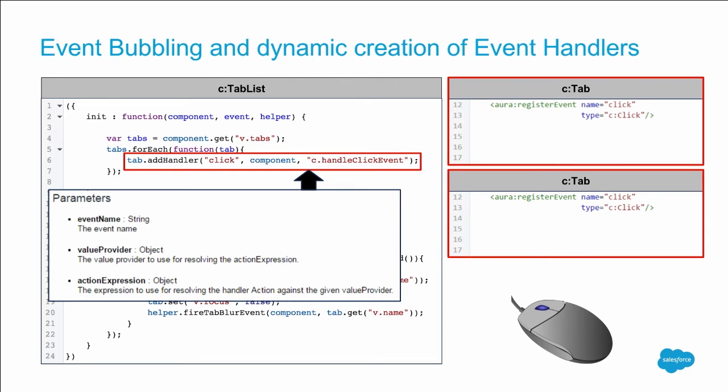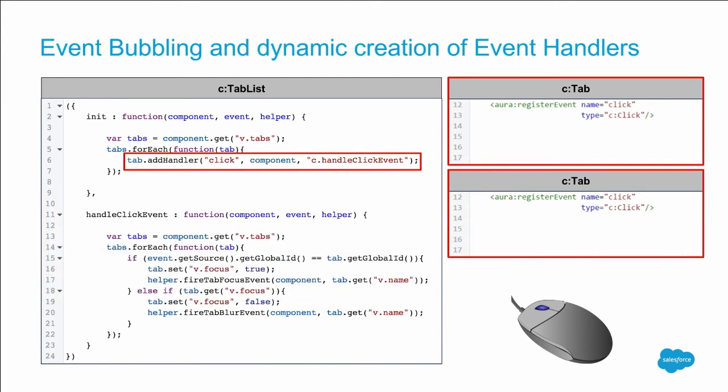We then have the value provider, and the value provider is essentially the component which is going to contain the logic that handles the event. So in this case, we're passing in component, which is the tab list itself. So the tab list is going to handle this event. And we then have the action expression, and the expression is essentially telling us which method on the value provider is going to actually do the handling. So in this case, it's the handle click event.